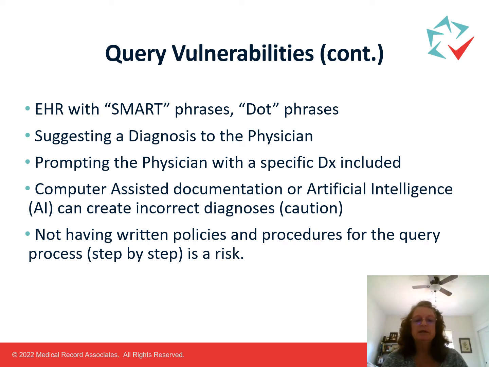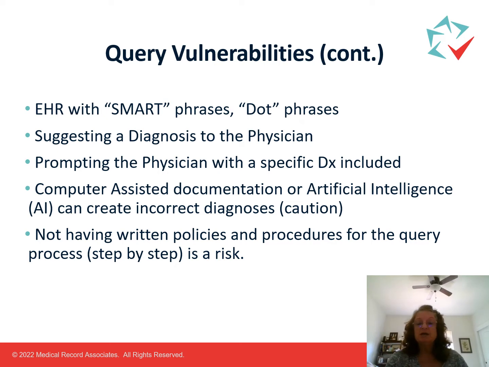Another query vulnerability is using smart phrases or dot phrases in the electronic health record. You have to be careful about these because one little finger stroke can create a whole narrative sentence and diagnosis. Sometimes the EHR will make suggestions of a diagnosis to a physician. We have to use caution here because this could create problems. And prompting the physician for a specific diagnosis: not only will they suggest, they'll prompt for this specific diagnosis and tell them to include it. Quite often, because we're humans, we just want to appease the question, and so we'll add that information. It may not be accurate for that encounter.